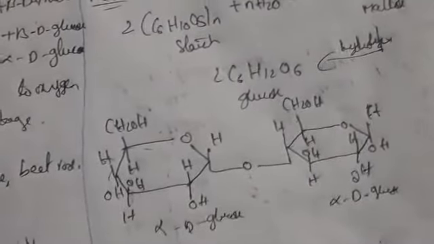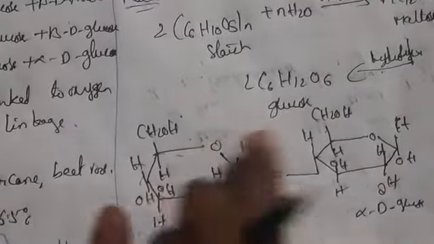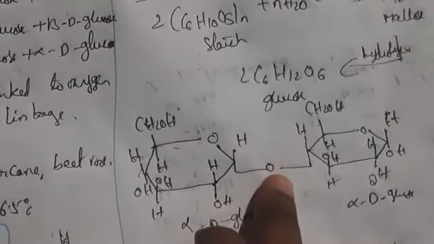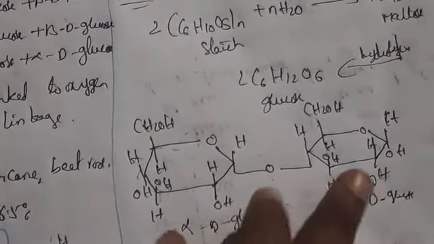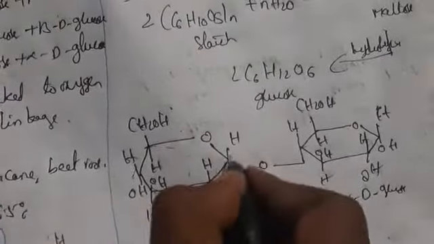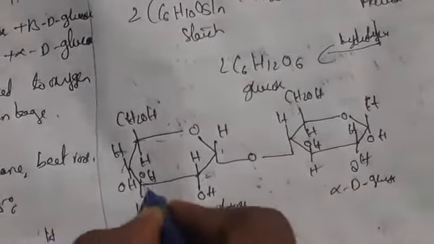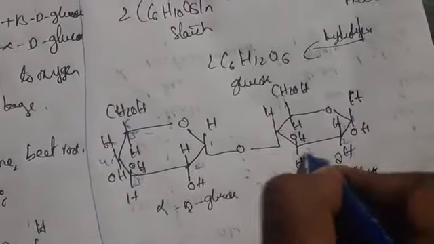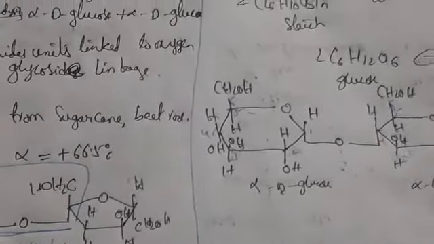These two glucose units are linked by an alpha glycosidic linkage. The linkage is between C1 of one unit and C4 of another unit. If you observe, this is the C1 carbon, and counting carbon 1, 2, 3, 4, 5, 6, then coming here 1, 2, 3, this is the fourth carbon. So the linkage is between carbons 1 and 4. This is about maltose.